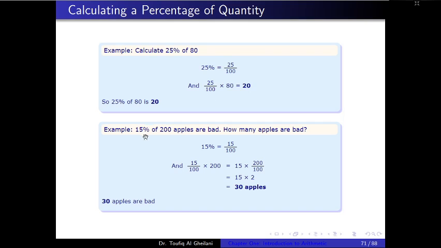Example: 15% of 200 apples are bad. How many apples are bad? So 15% means 15 over 100. So 15 over 100 times 200 will give us 15 times 2, 30 apples are bad.